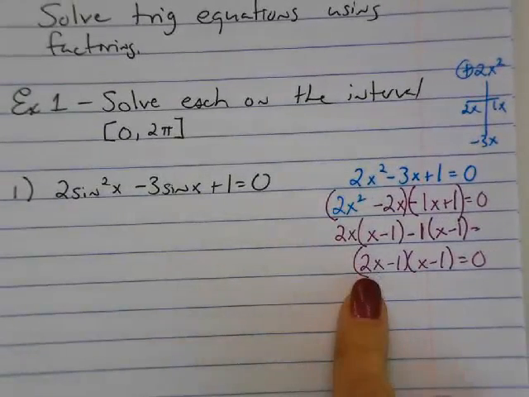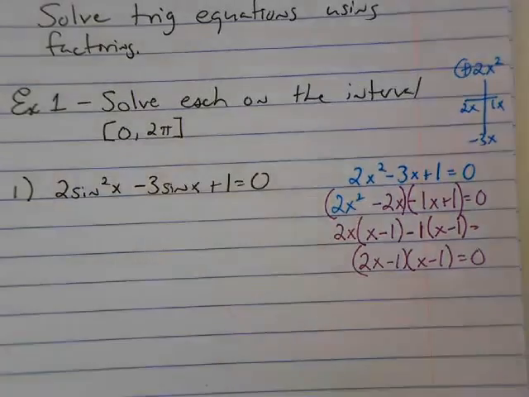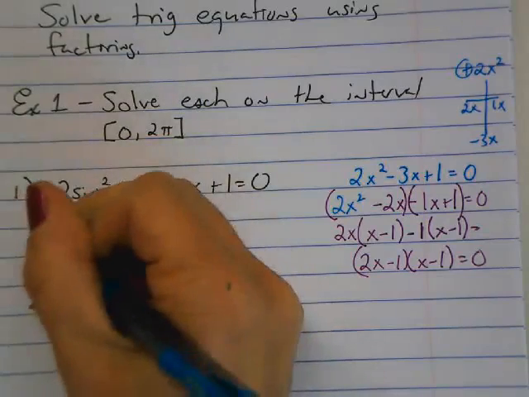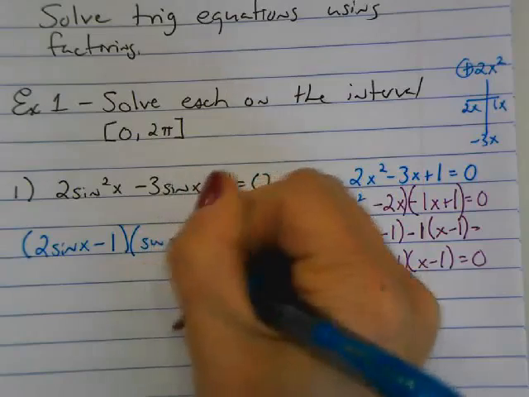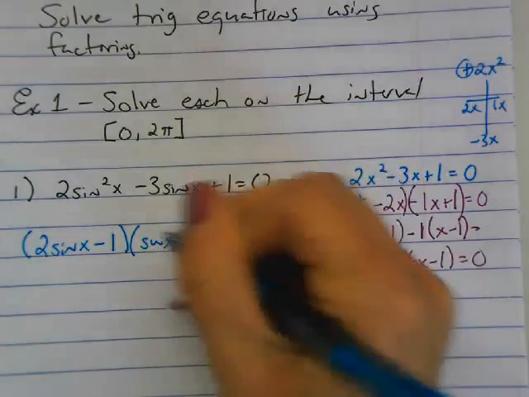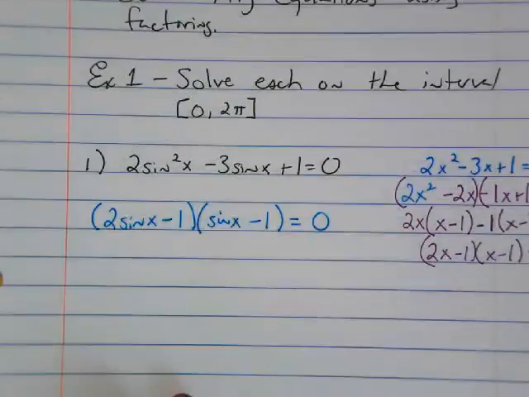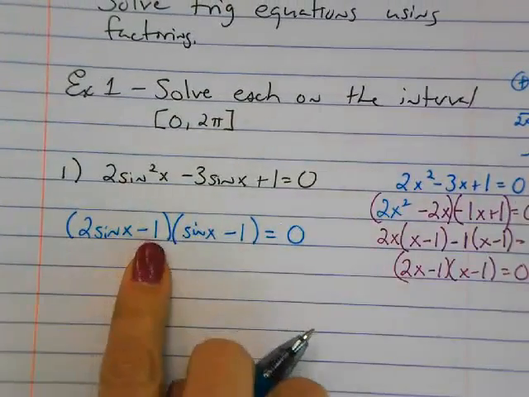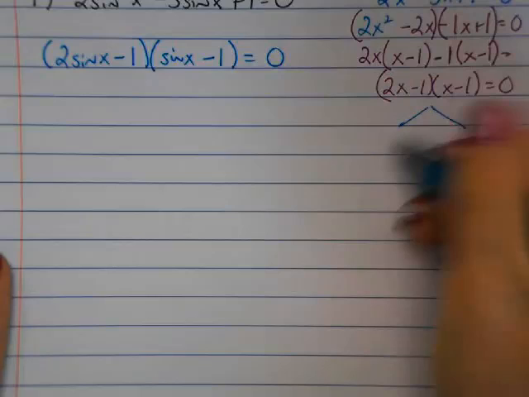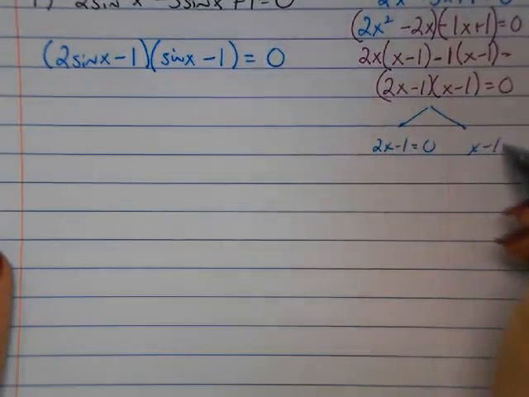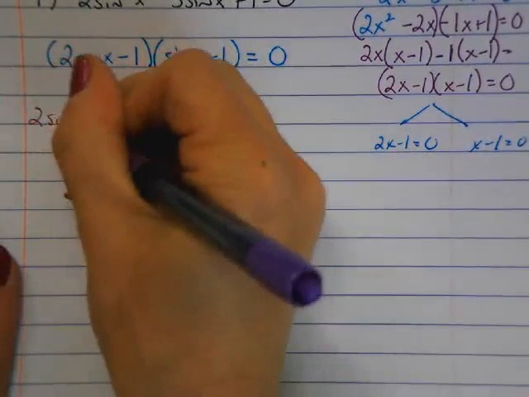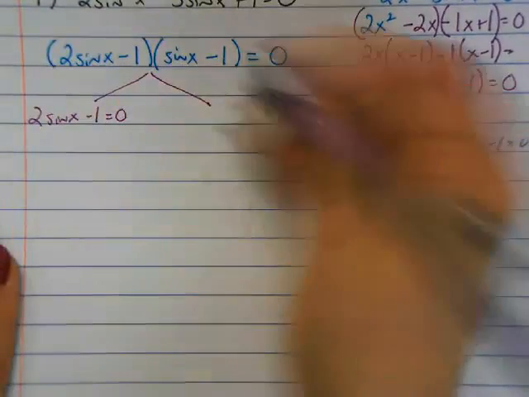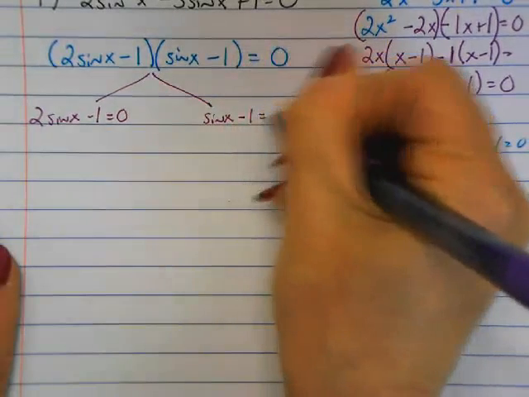Okay. Let's take all this hard work we did here and bring it back over here. So really I have 2 sine x minus 1 times sine x minus 1 equals 0. Alright, so we do all our work over here, now we apply it. If you were solving this, what would you do at this point? Oh, you'd pull them apart and you'd do 2x minus 1 equals 0, x minus 1 equals 0. So we're going to do the same thing here. Let's pull them apart. And I get 2 sine x minus 1 equals 0, and sine x minus 1 equals 0.